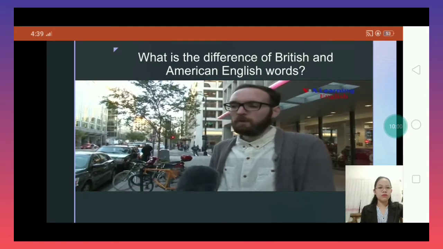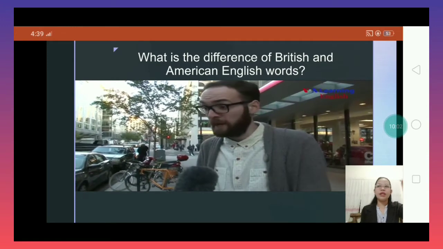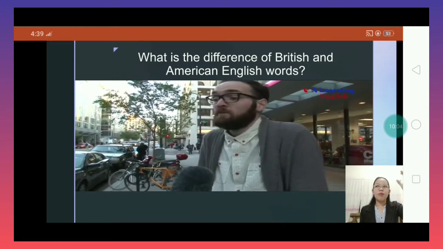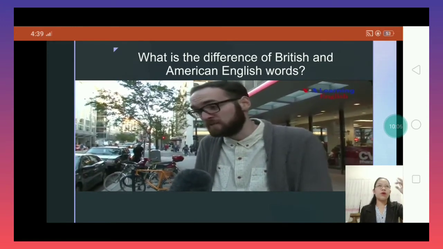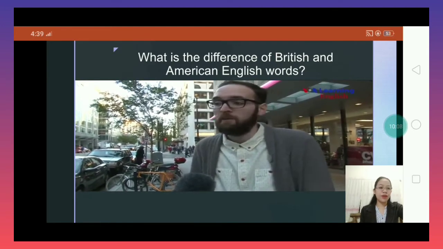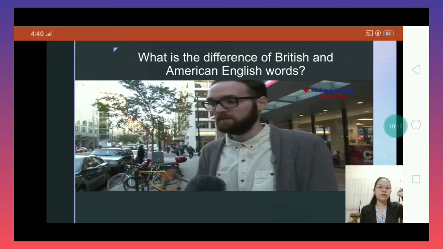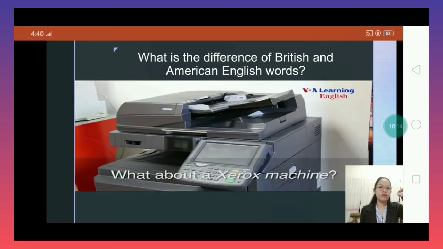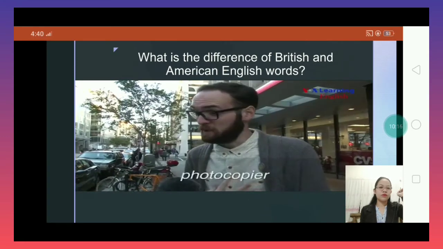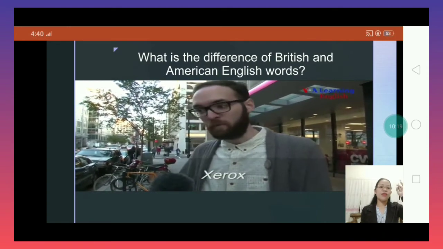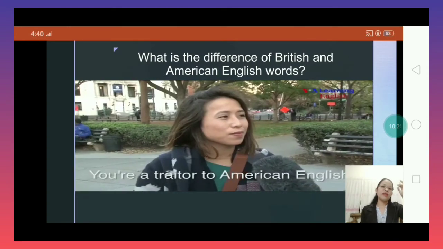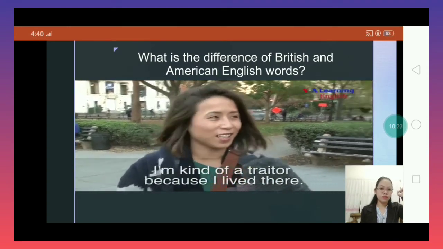Now in this part, we call them by the brand. You guys differ on what you call vacuum cleaners. A vacuum cleaner is a vacuum cleaner. Interesting. What about a Xerox machine? See, that's the other way around. We call that a photocopy. You guys call it a Xerox, which is the brand, and then some say it is a photocopy. I'm kind of a traitor because I live there.